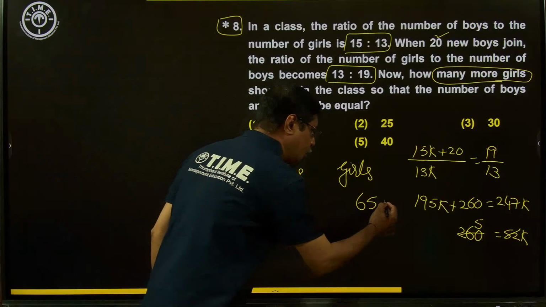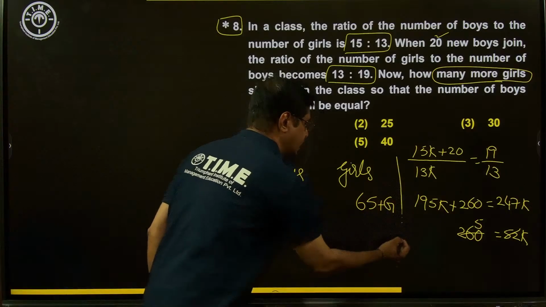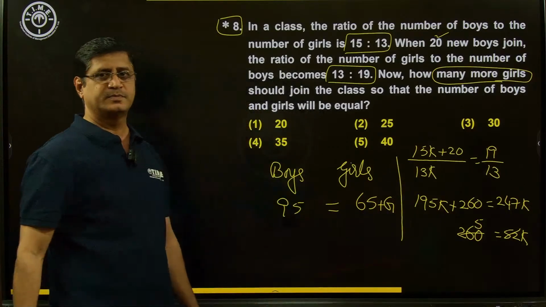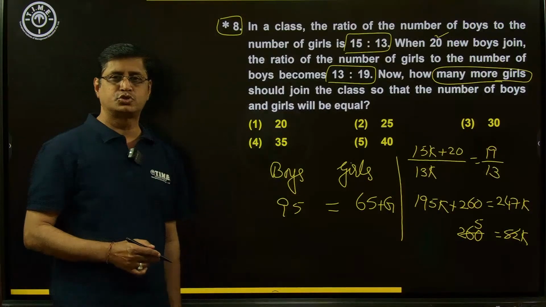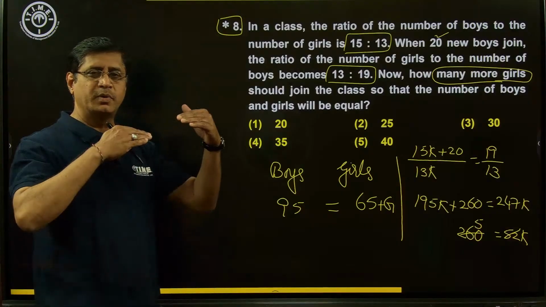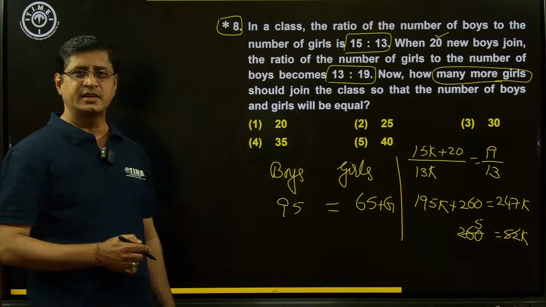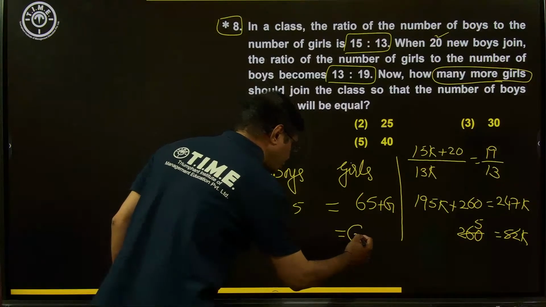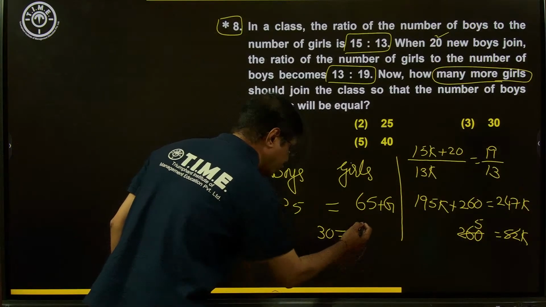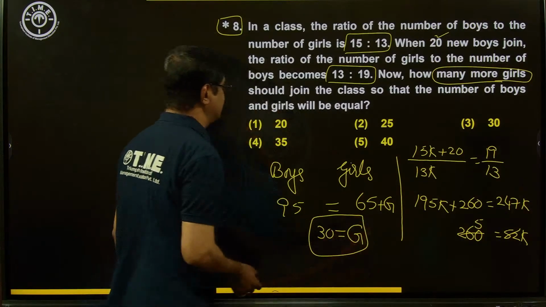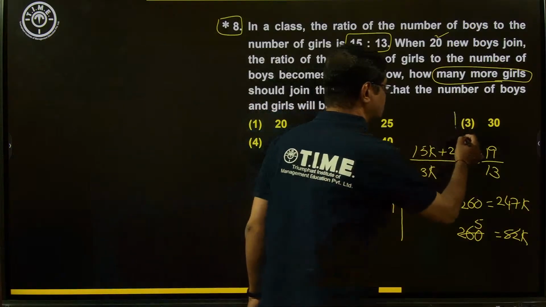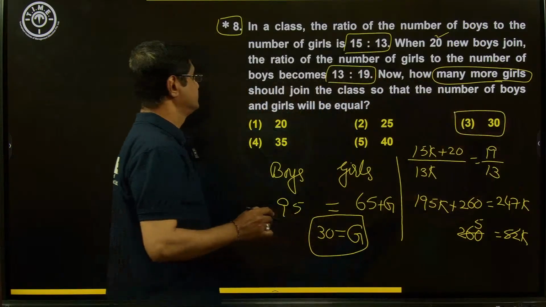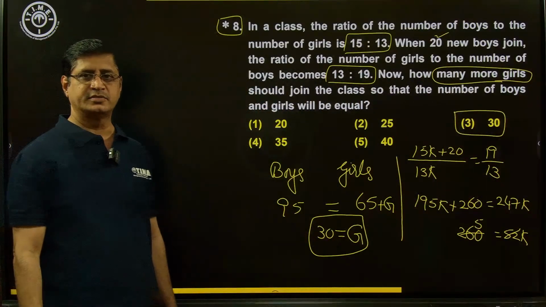By adding how many girls, now we can equate these two values. So how many new girls should be joined this group in order to make the boys and girls in the class equal? So the value of G is equal to 30. So 30 more girls should be added. Now the right choice, option 3. Choice 3 is the correct answer.